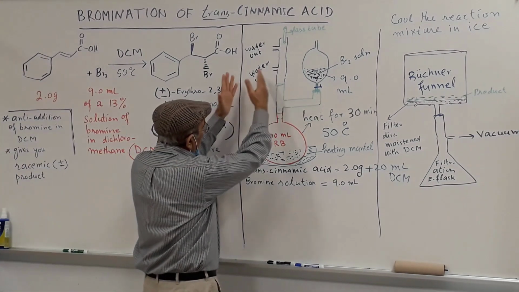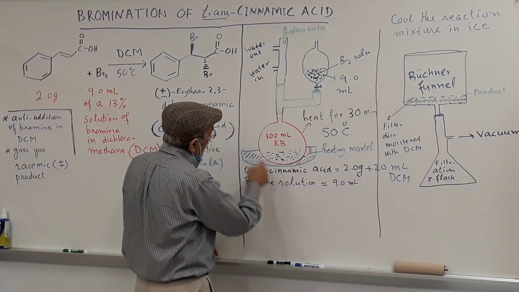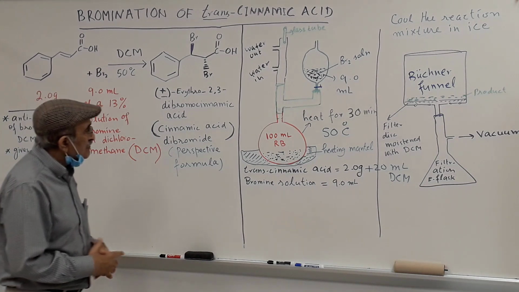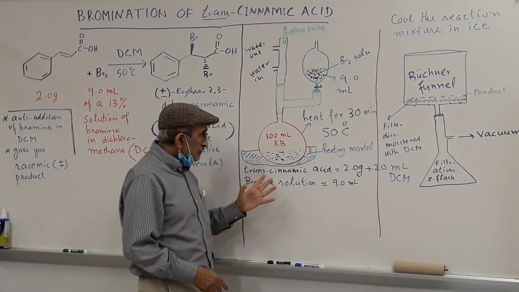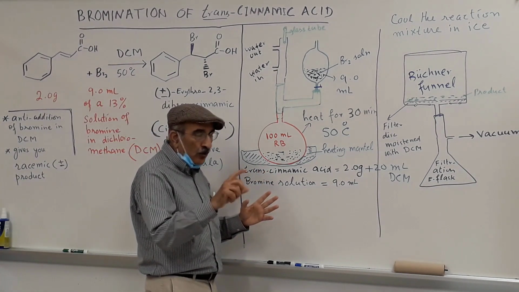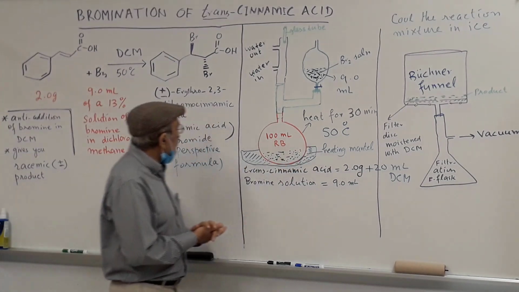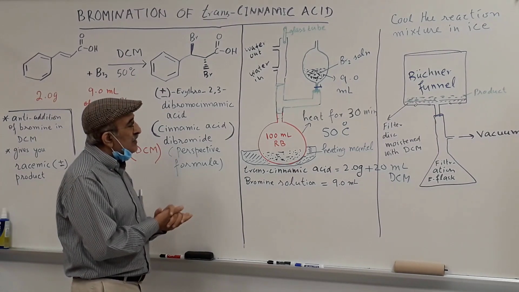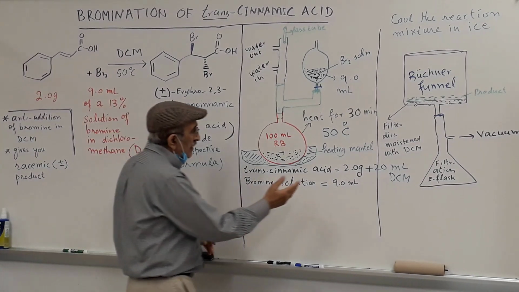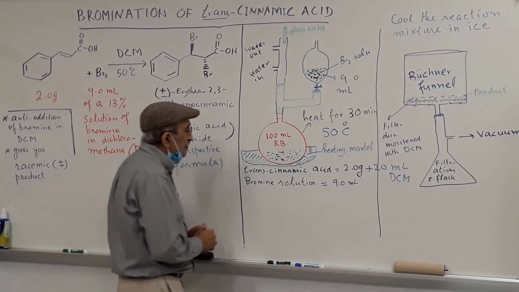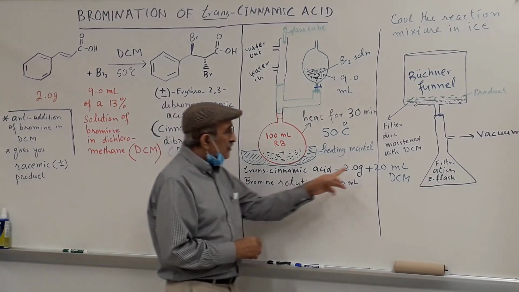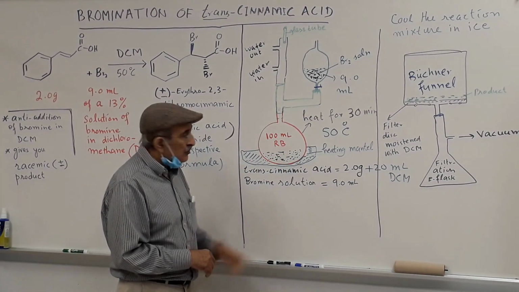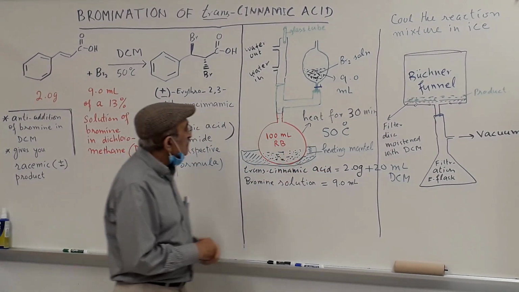You need to clamp it with the lab stand, and this is the heating mantle which is connected to the variac temperature control. Now you need to set the temperature at low temperature because you'll be using DCM. Okay, so now we are going to do the experiment. We take 2 grams of cinnamic acid and we dissolve it in 20 ml DCM in this round bottom flask. So this is a solution of 2 grams in 20 ml.